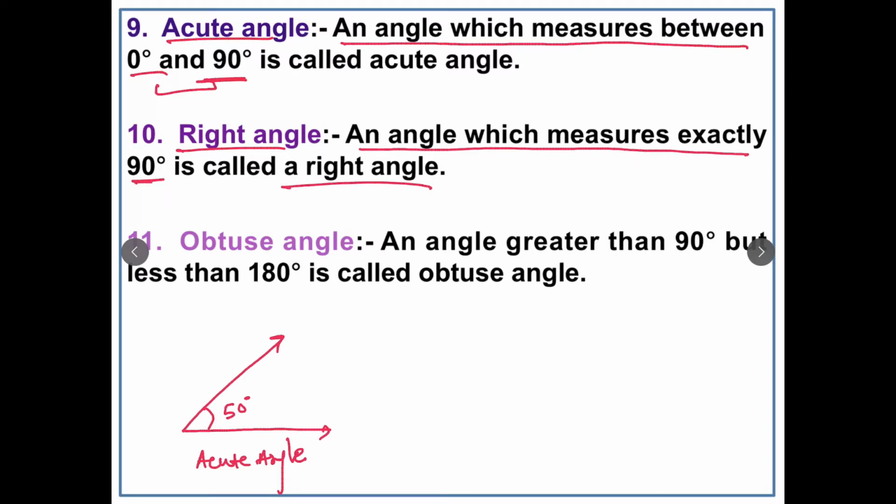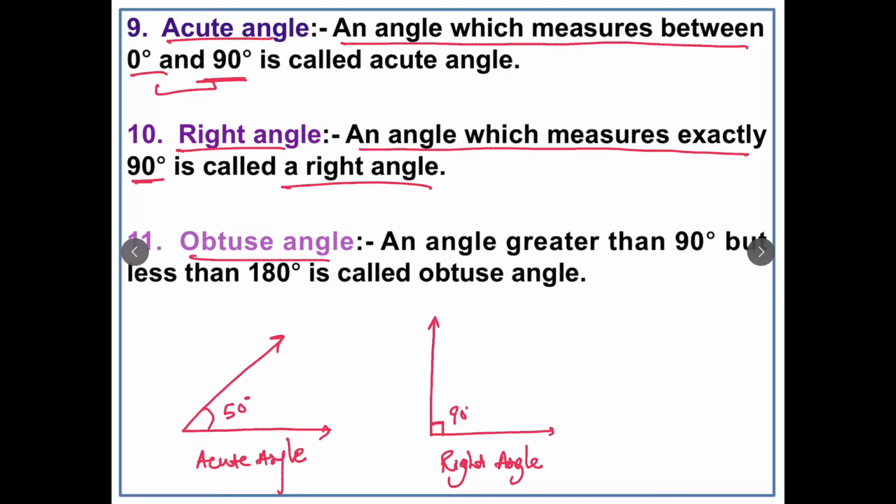That will be like this: we have a ray here, and then there will be another ray which will be perpendicular, that means at a 90 degree angle. So this is our right angle, when the measure of the angle is exactly 90 degrees.